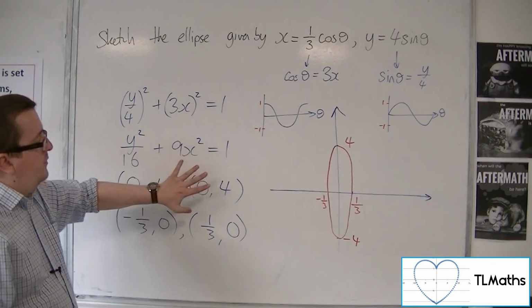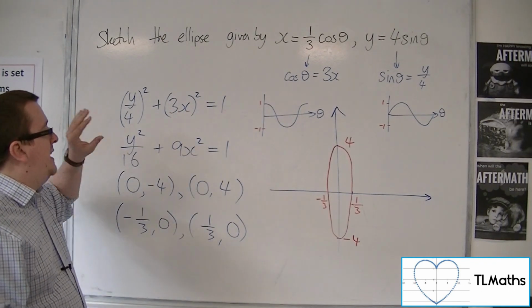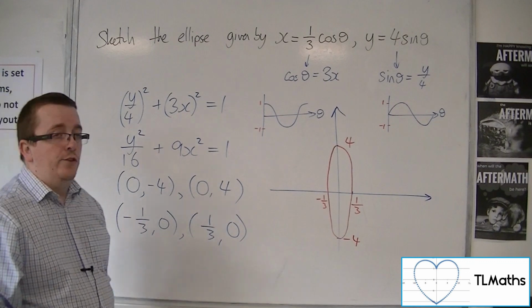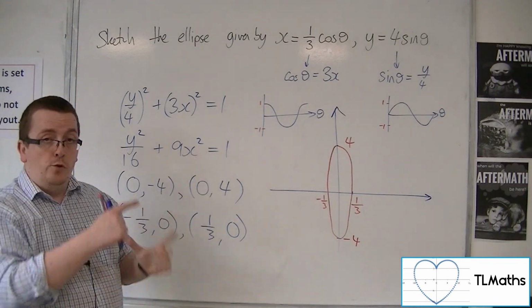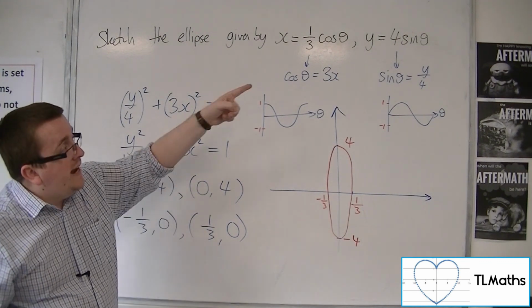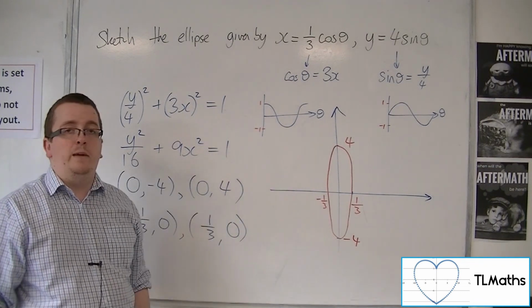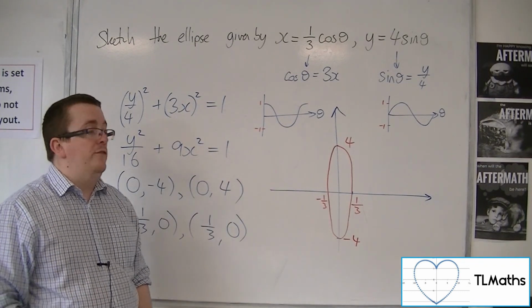So you can go through this approach to get the Cartesian equation and then to find the coordinates, because it's fairly straightforward from there how to do it. But you can go from the parametric straight to the ellipse as well, and some of you may find that easier.